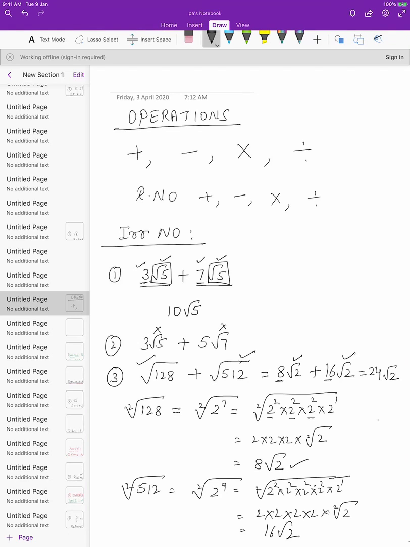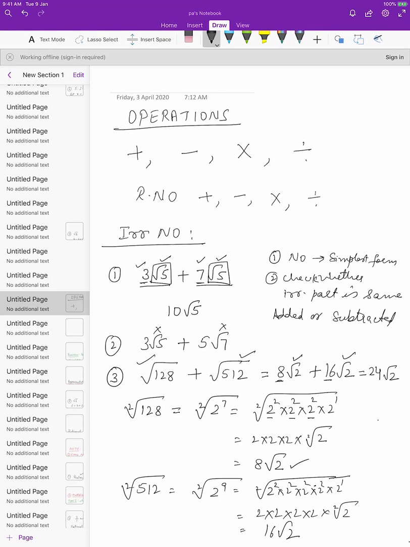So children, what is the first step while adding or subtracting two irrational numbers? The first step is that the numbers should all be written in the simplest form. So first, the simplest form is important. Secondly, you have to check whether their irrational part is the same or not. That has to be the same. Okay, then only they can be added or subtracted.